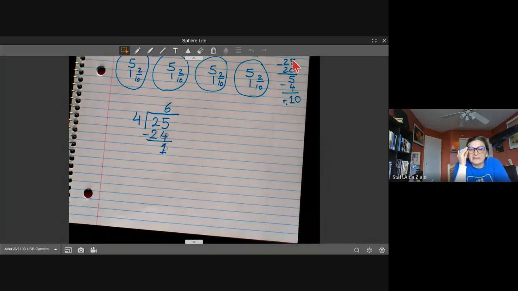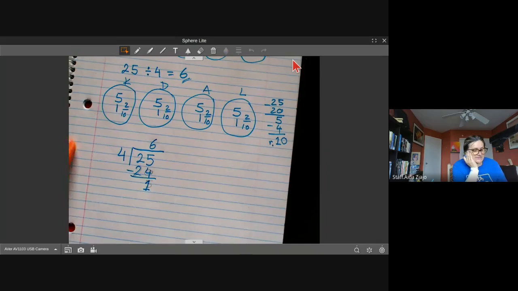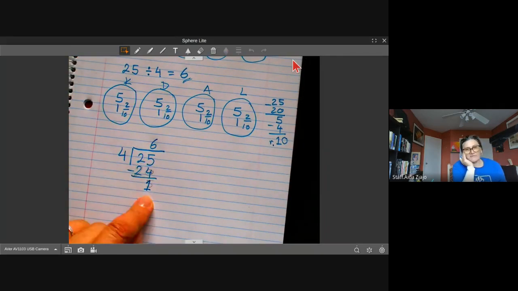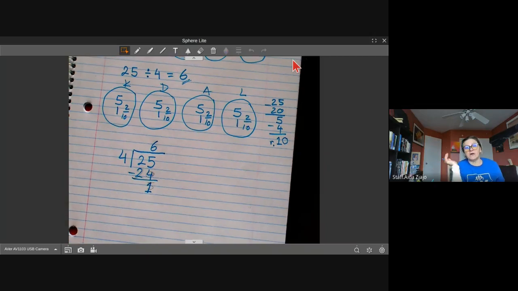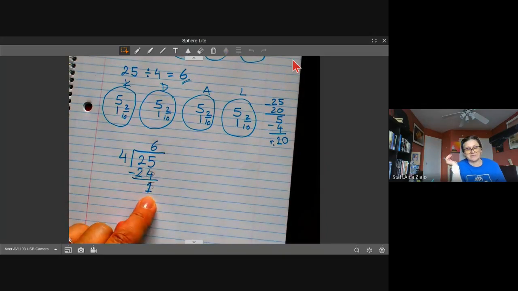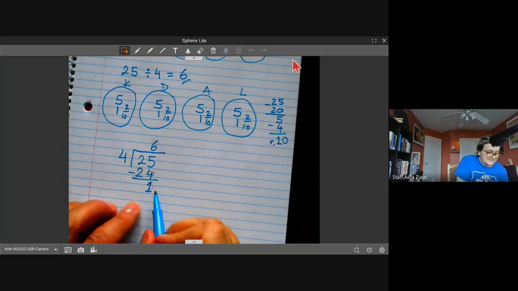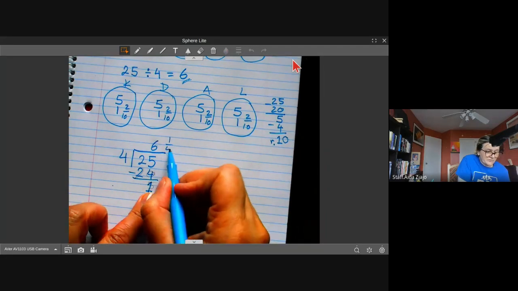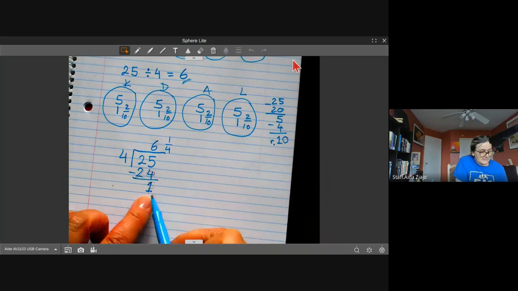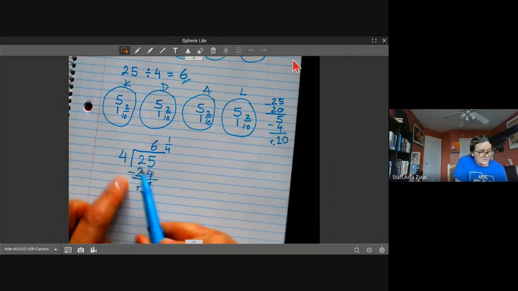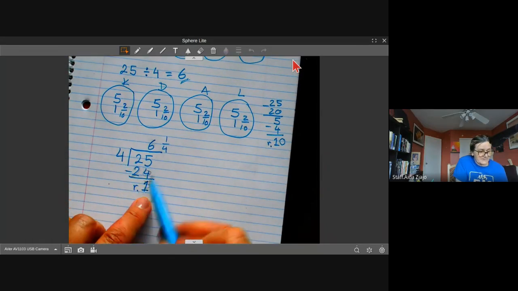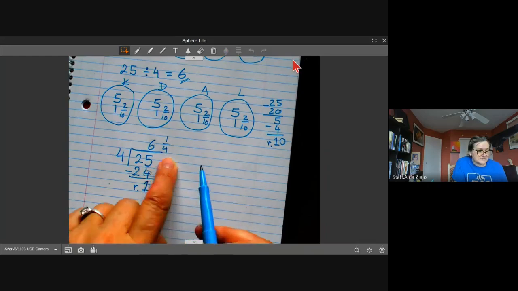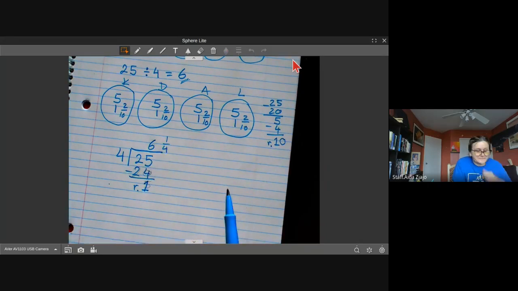So each of these kids will get 6 chocolates from me, and then I will have 1 chocolate left. But if I am allergic to chocolate, I don't want this one as a remainder here. The remainder could be seen as 1 out of 4, so 1 out of 4 of a chocolate. 1 group is made of 4. I only have 1 piece out of 4. That's how you see a fraction remainder.